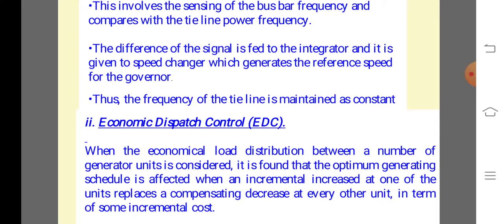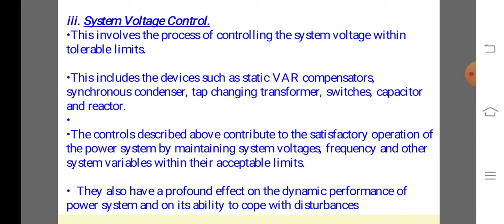Second is economic dispatch control. When the economical load distribution between a number of generator units is considered, it is found that the optimum generating schedule is affected when an incremental increase at one of the units replaces a compensating decrease at every other unit, in terms of some incremental cost.